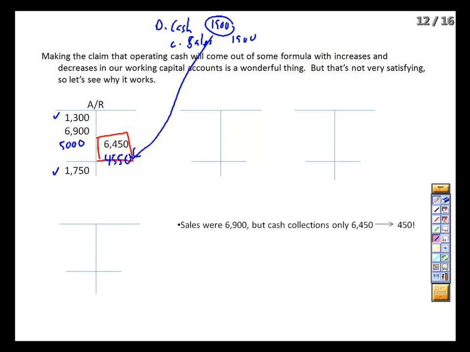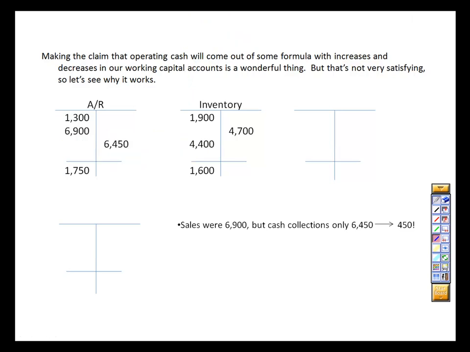Now let's look at inventory. Inventory has a beginning balance of $1,900 and an ending balance of $1,600, and once again we look to the income statement to find how this relates to net income. What on the income statement relates to inventory? Cost of goods sold. So we had cost of goods sold of $4,700 as a credit, and now we will fill in our plug box on the debit side. What number makes the T account roll?